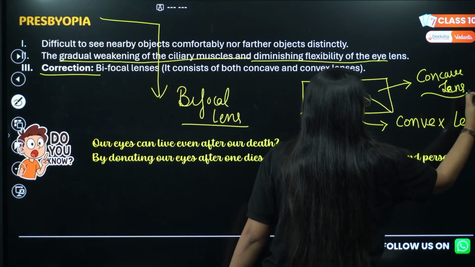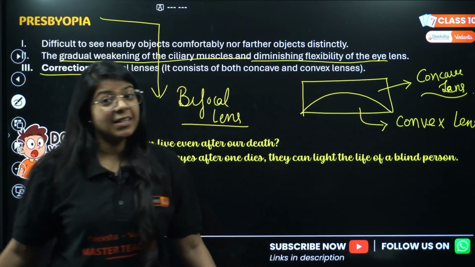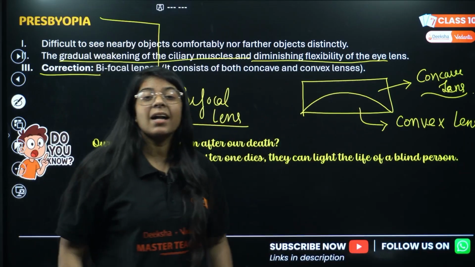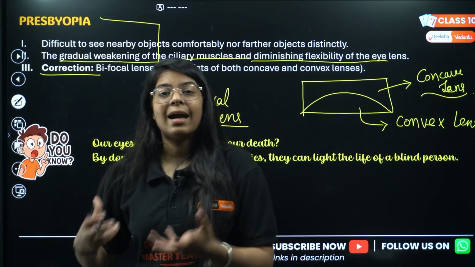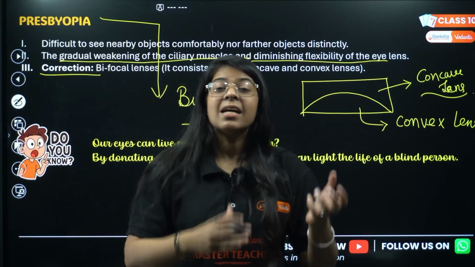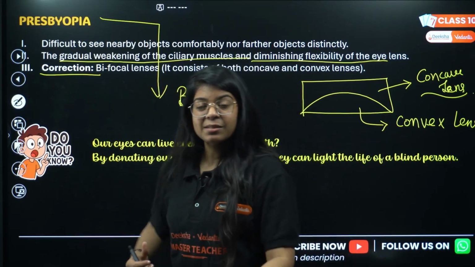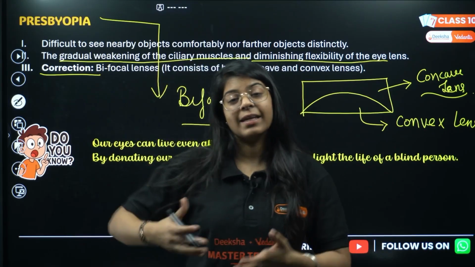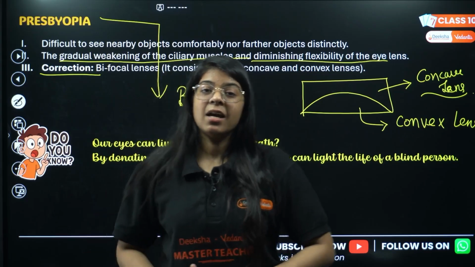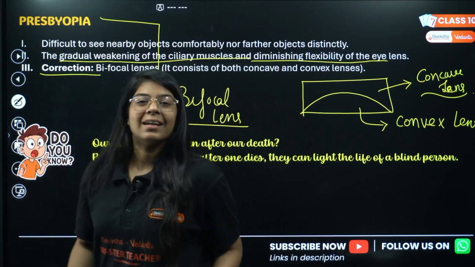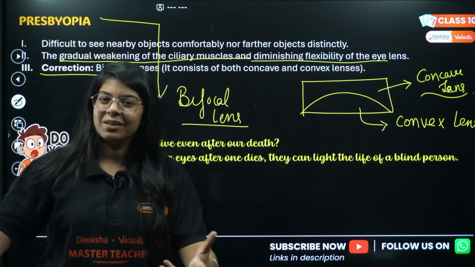Understood? And again, we have a very crazy fun fact: our eyes live longer than the person. Correct? So if someone dies, their eyes are still living longer, and they can easily donate their eyes so that some other person can get the joy of seeing the world, right?